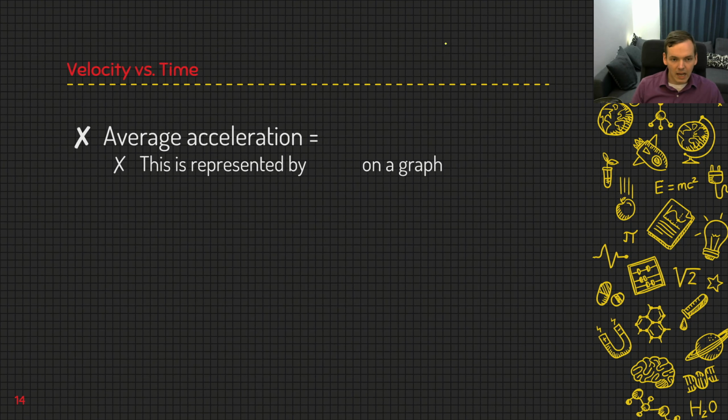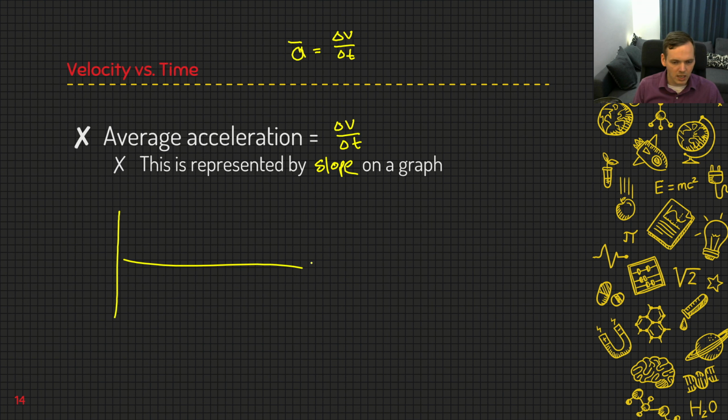So we also have a velocity versus time graph. We also have acceleration. And if you remember, average acceleration is equal to change in velocity over change in time. So this, like before, is represented by the slope. So if I have that velocity versus time graph, and have something like, say, that.